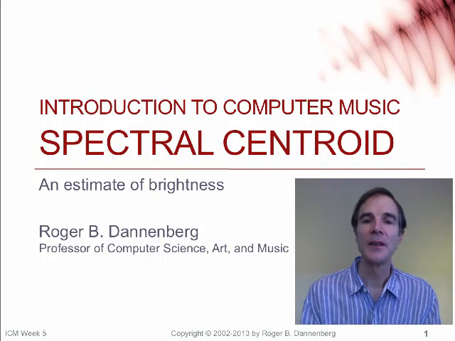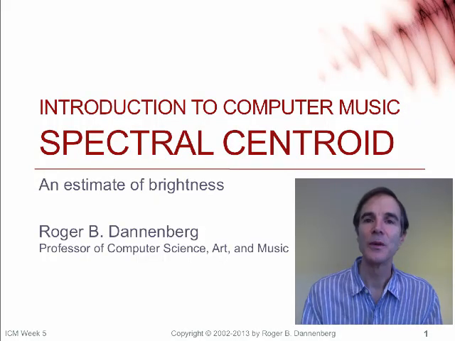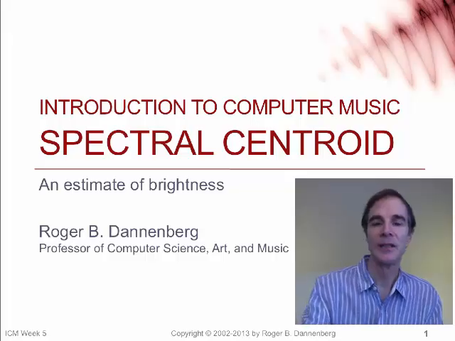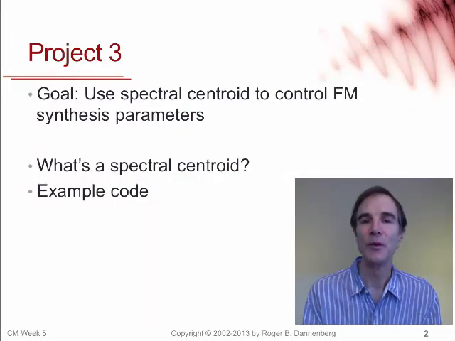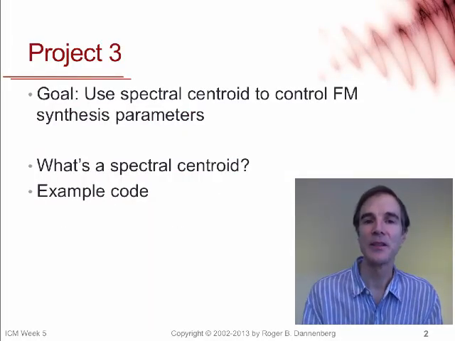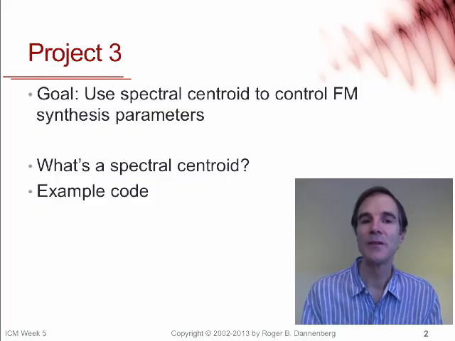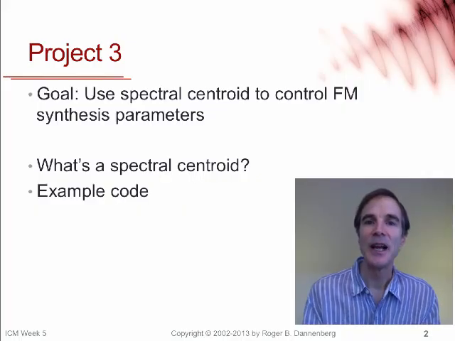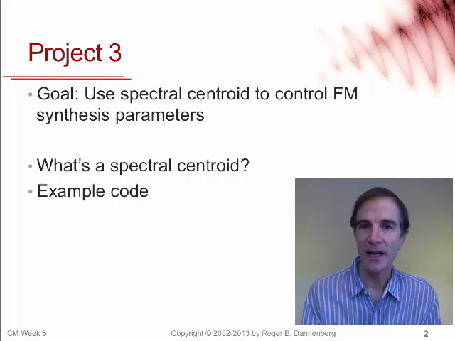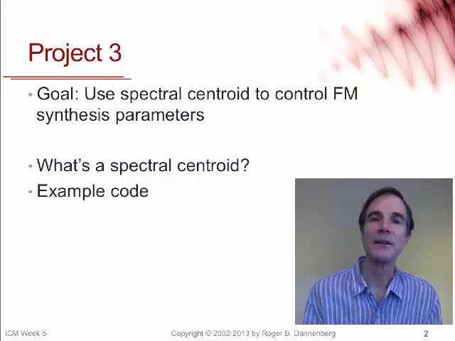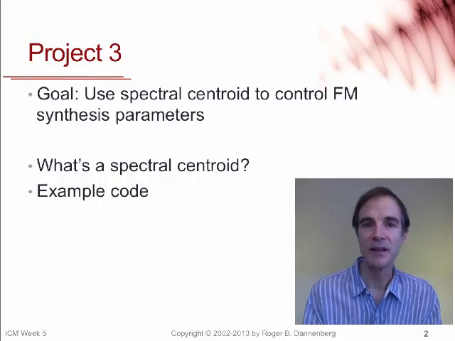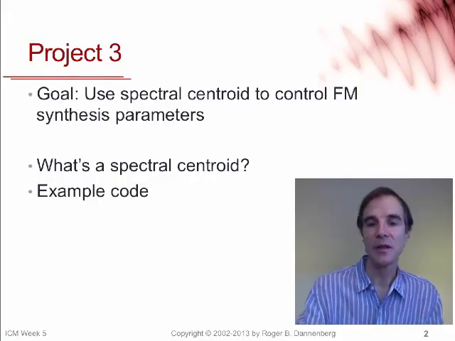We're going to look at the Spectral Centroid, which is a measurement of brightness, and you'll be using this in the project to control FM synthesis parameters. And what I want to do now is talk about what is the spectral centroid, how is it computed, and we'll also look carefully at the Fourier transform and interpreting the coefficients that come from that. And finally, we'll look at some example code.